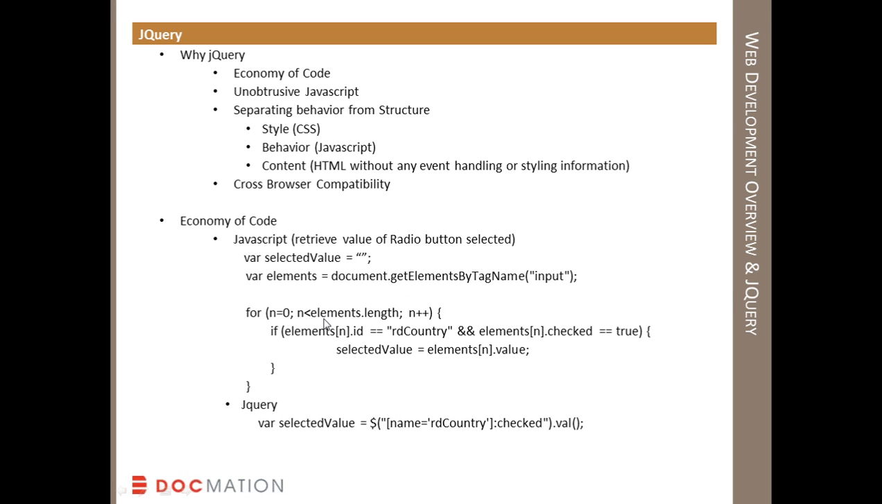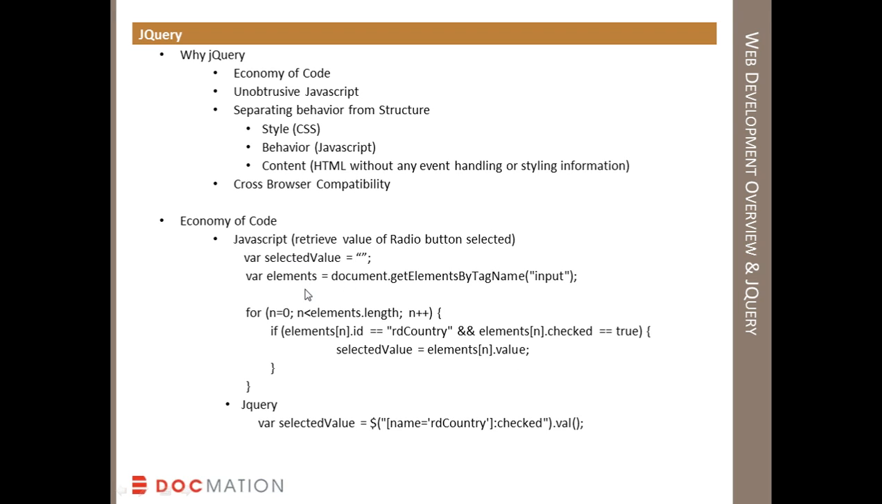So once you get that list of elements, we are looping through all the elements. This is all JavaScript code, and we are checking if the ID of the element that you are looking at is RD country, that is the name that we gave in the example, and also checking if its property checked is set to true. If the property is set to true, then we retrieve its value. So depending on the radio button that is checked, we retrieve the value corresponding to that.